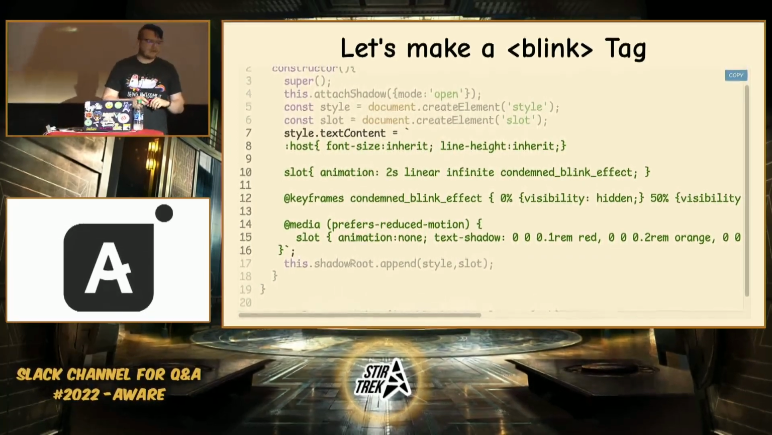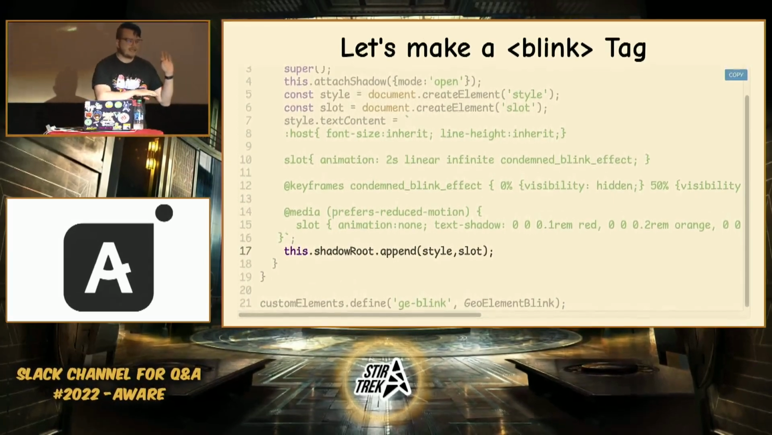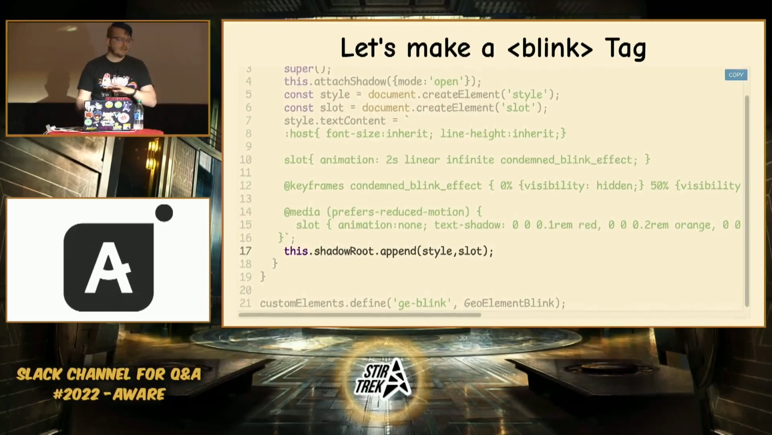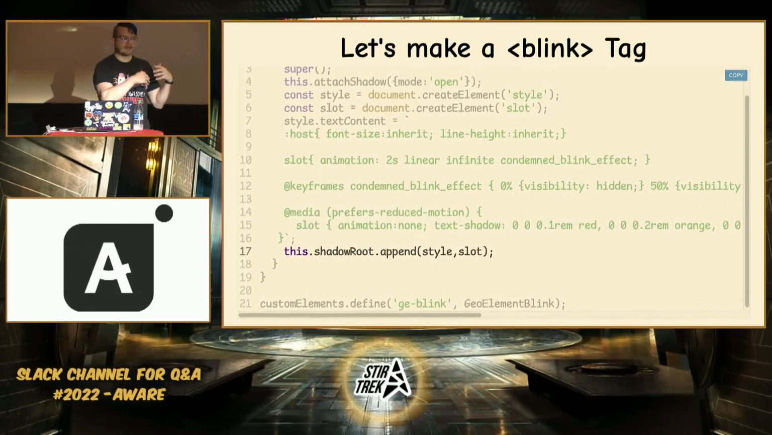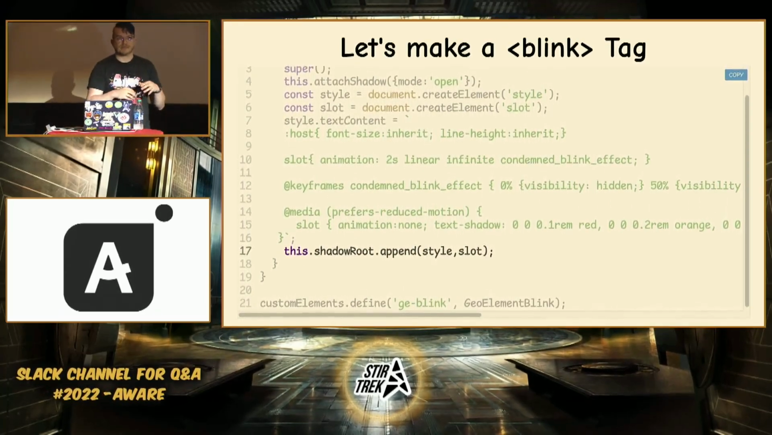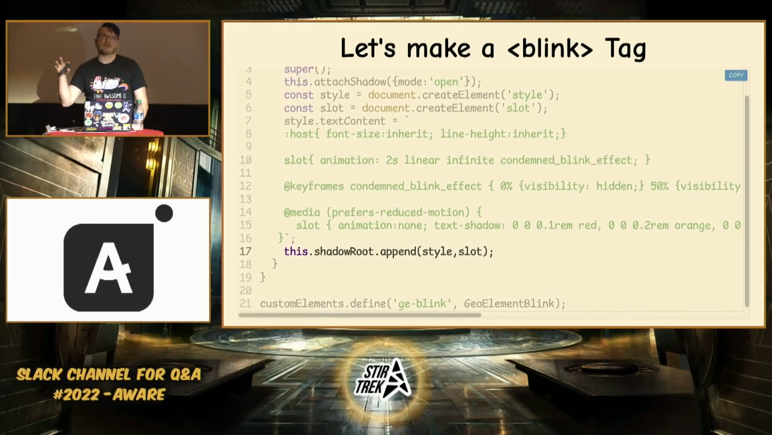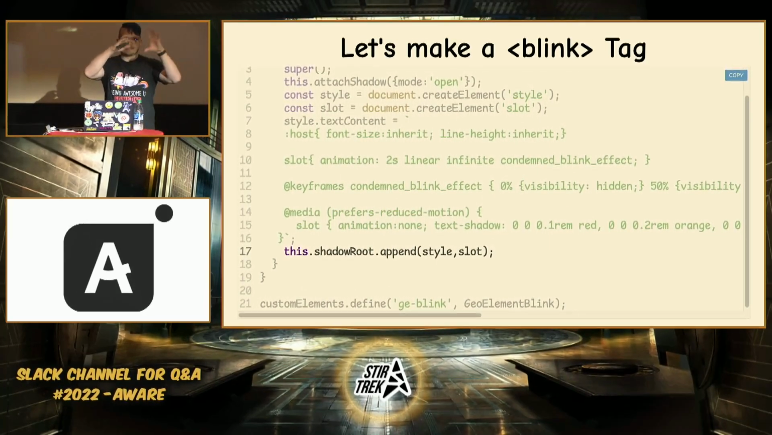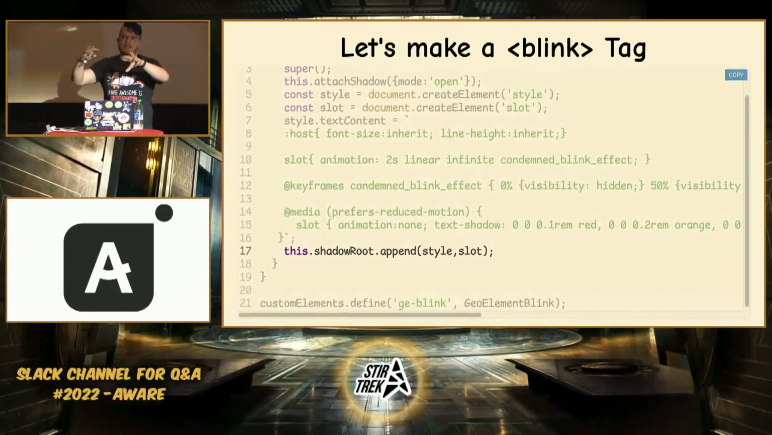And then the final thing that we're going to do here is we're going to say this.shadowRoot, which is a property that is created when you say this.attachShadow mode open. If you do mode closed, you don't get this.shadowRoot. You have to store a reference to the thing that attachShadow returns, right? So you'd need to be like const shadowRoot equals this.attachShadow mode closed. And we're going to append our style and our slot to our shadow root. So now we have a style element and we have a slot in our shadow DOM for our element.